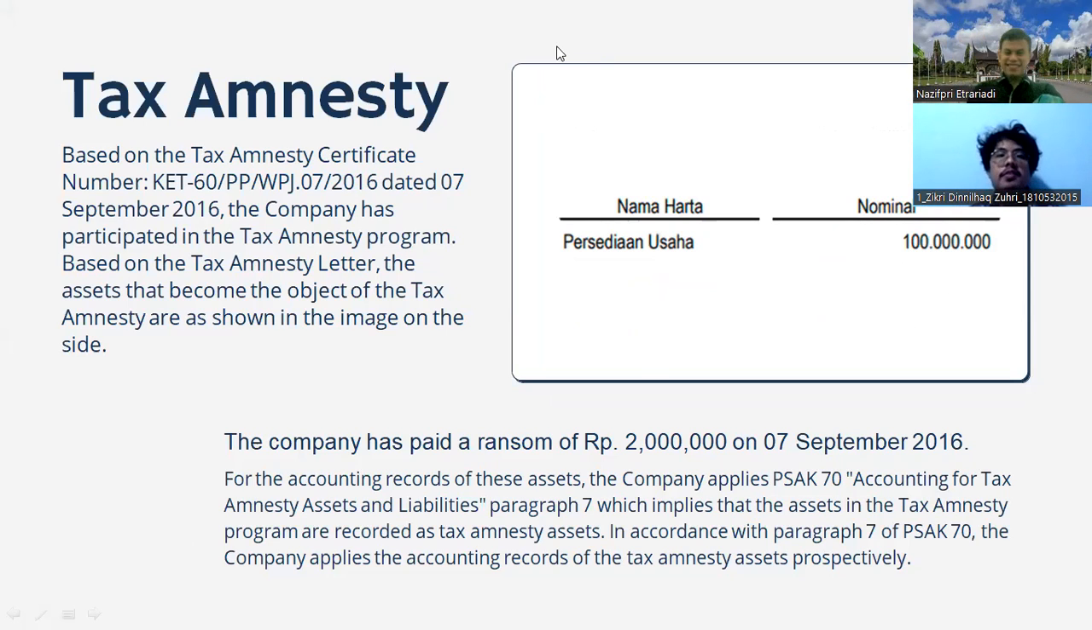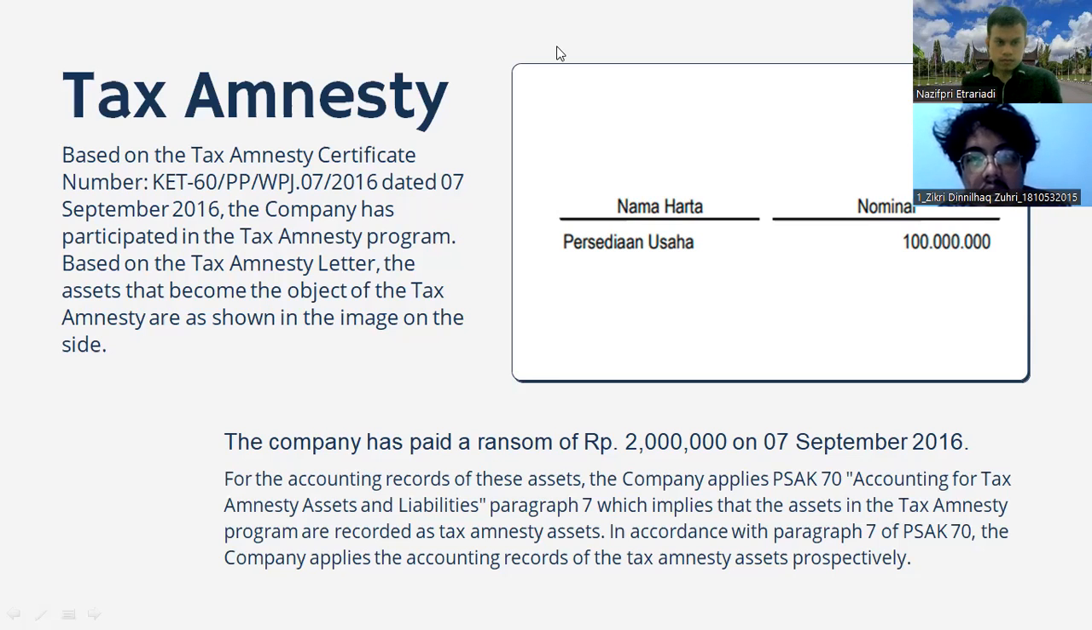Okay, thank you, Nazif. So I will present about the tax amnesty of WAPO. Based on the tax amnesty certificate, we can see the number and the titles, and the company has participated in the tax amnesty program. Based on the tax amnesty letter, the assets that become the object of the tax amnesty are as shown in the image on the side.